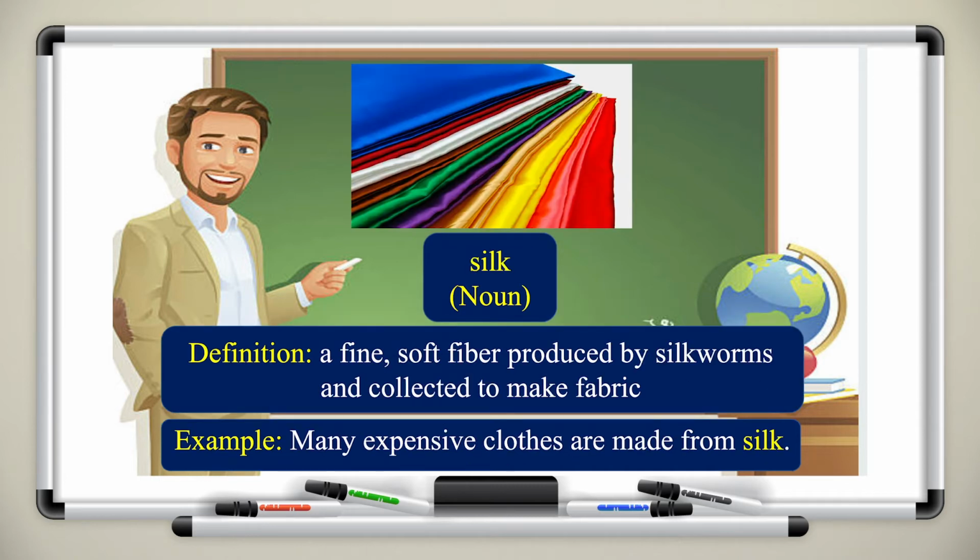The next word is silk. Silk is a type of fabric that is very, very soft. For example, many expensive clothes are made from silk.